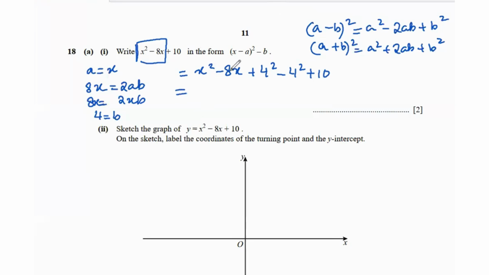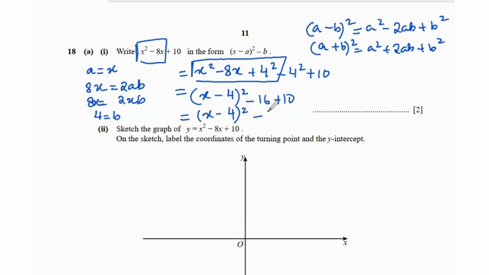So now x square minus 8x plus 4 square is the complete square, which is this part. So this will turn into x minus 4 whole square. Now this minus 4 square plus 10 will be outside. So that's minus 16 plus 10. And that's x minus 4 whole square minus 6. So that is your answer in complete square form.